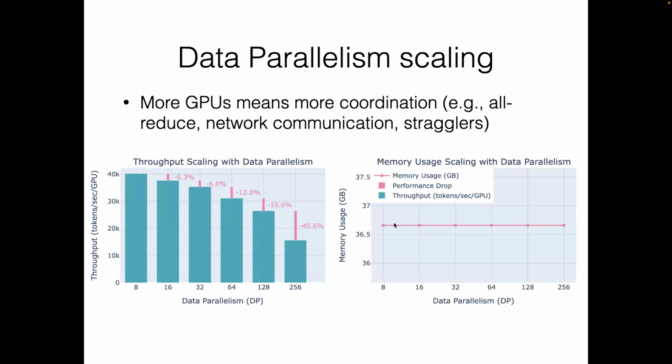Okay, but then the good thing is that the memory stays constant. So again, you have these micro batches and you could just increase the number of GPUs and the memory is staying the same.